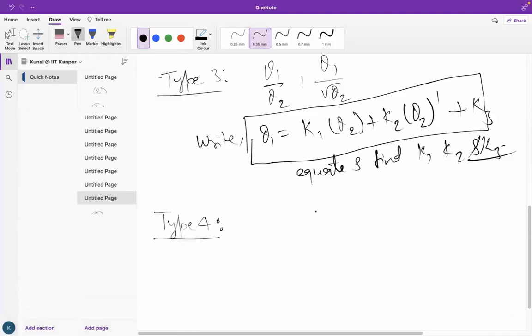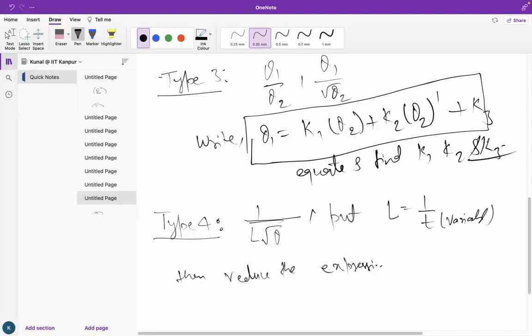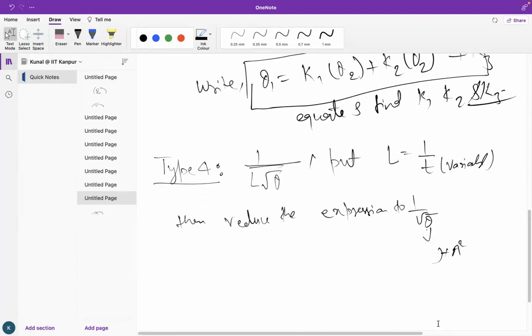Let's move to type 4. So our type 4 is 1 by linear root quadratic. What we have to do is put the linear term equal to 1 by t, where t is a variable. Substitute this value, linear equals 1 by t, and then reduce the expression to 1 by root quadratic. And we know how to integrate the 1 by root quadratic term. We first try to make this a perfect square plus some constant square, and today we have also solved a problem on this. Then try to use the standard algebraic integration: some perfect square plus a square. I hope you all read that.